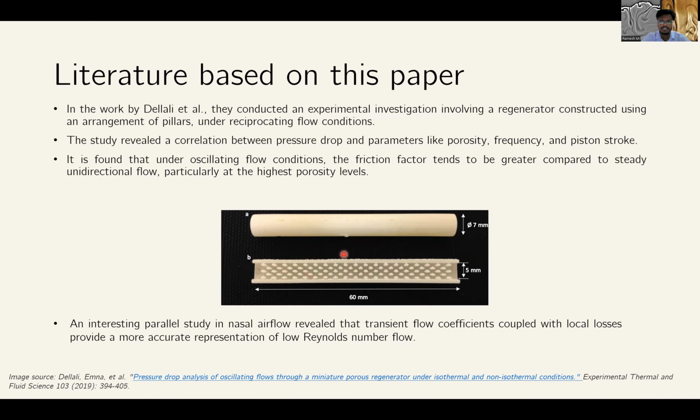One of the interesting papers I found is a parallel study on nasal airflow. The study of flow through our nose revealed that steady flow assumptions cannot be relied upon, and they also found that transient flow is more predominant in nasal flow because it is an oscillating flow. Including transient flow will produce more accurate results even when there is a low Reynolds number.